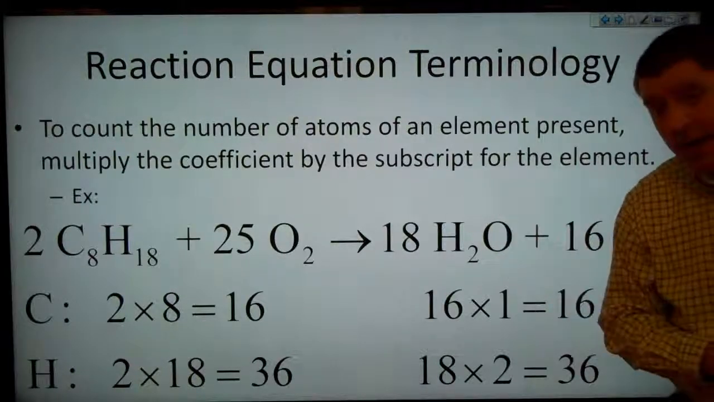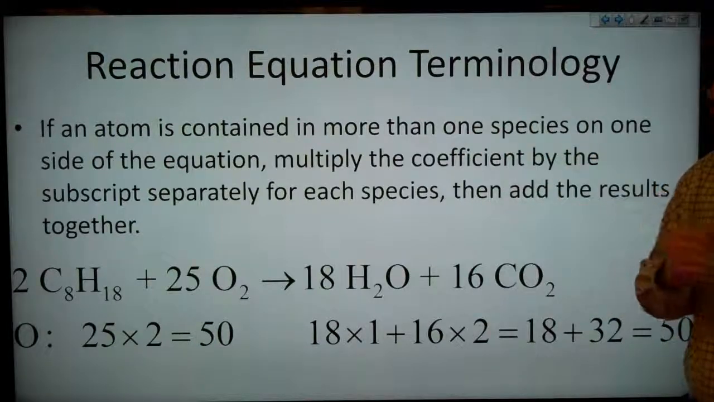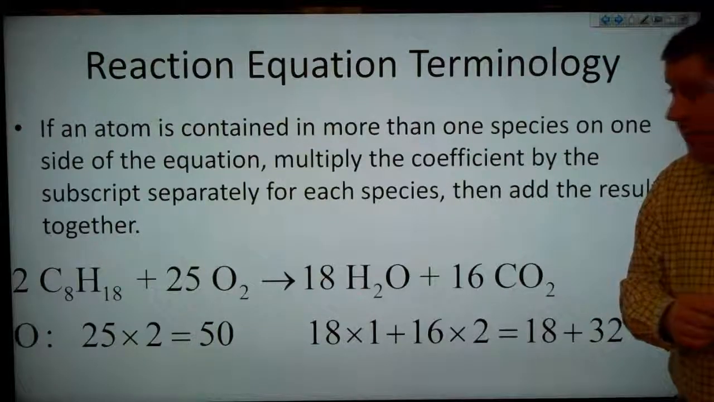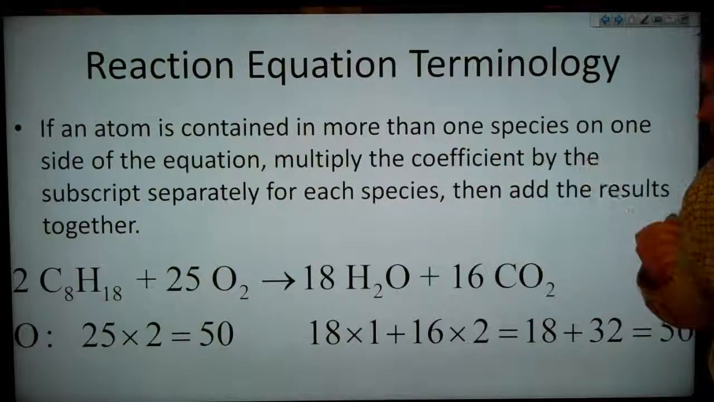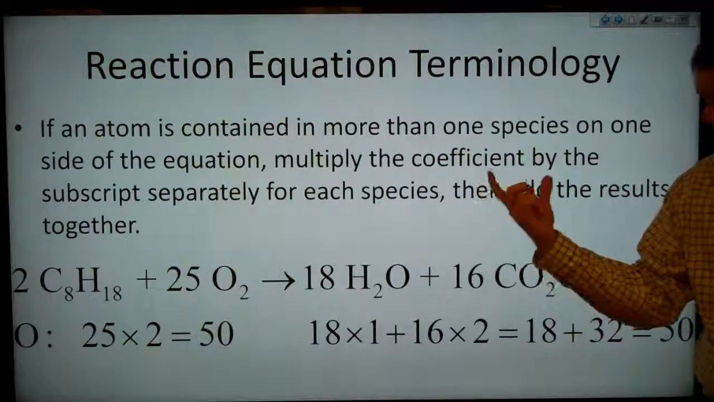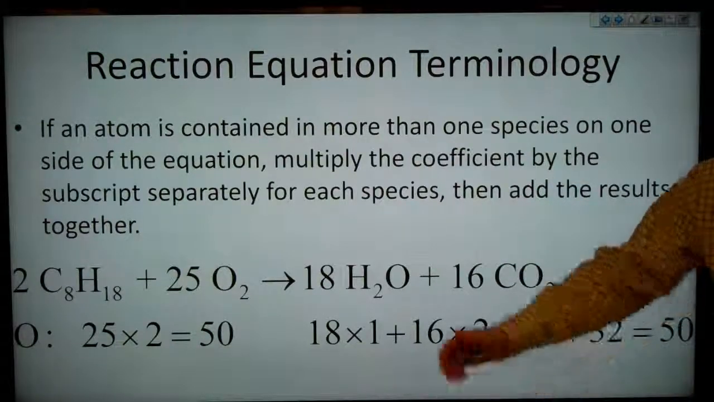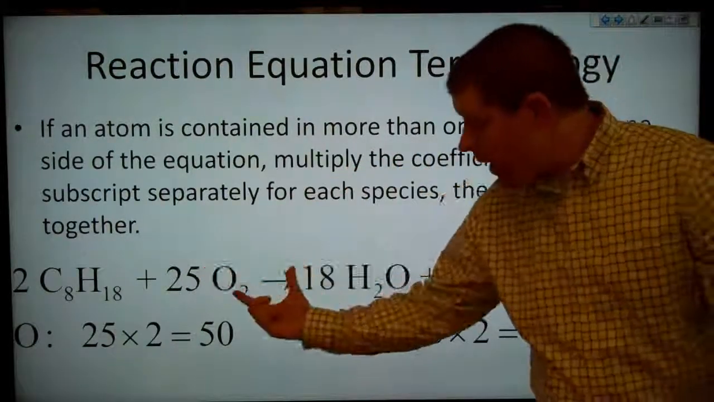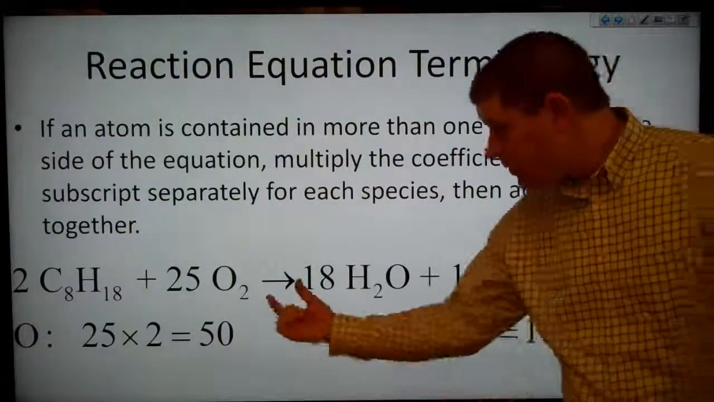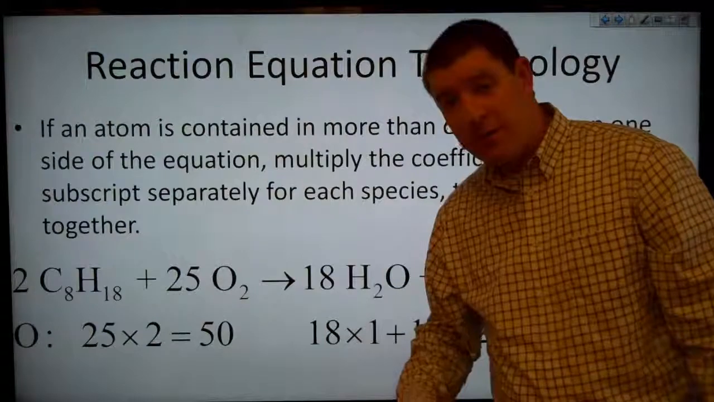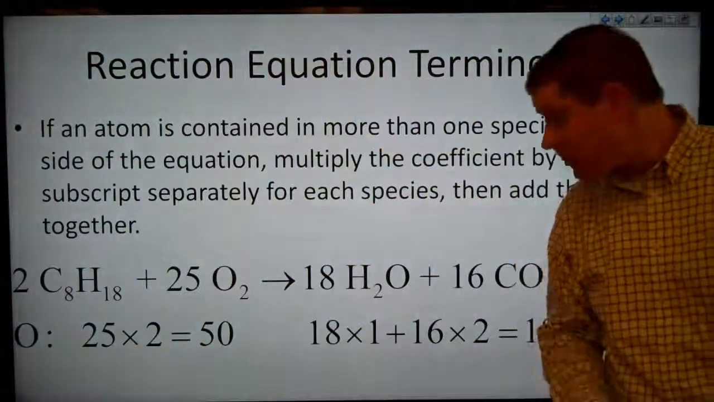And now we need to look at oxygen. So if an atom is contained in more than one species on one side of the equation, or on both sides, then we multiply the coefficient by the subscript separately for each species, and then we add the results together. So on the left side, oxygen is only in the oxygen molecule. We have 2 oxygen atoms, 25 molecules of oxygen, so 25 times 2 gives us 50 oxygen atoms total.